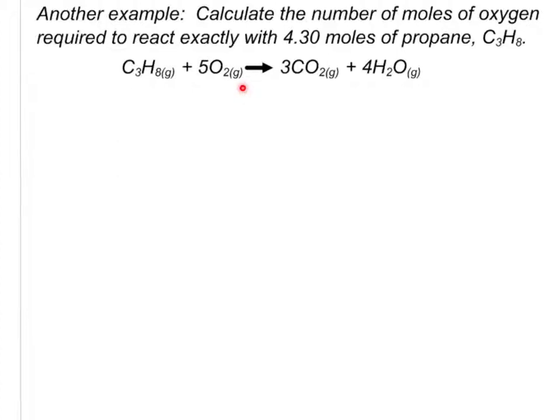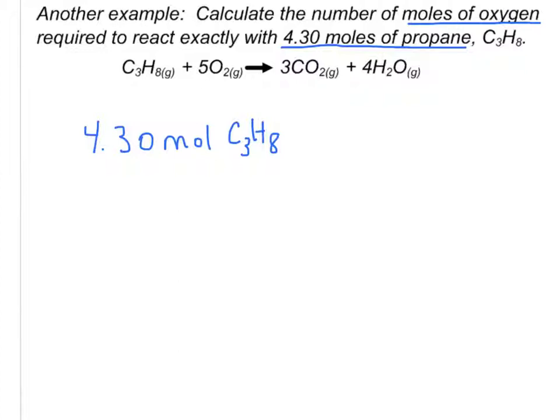So we're going to do this in a very similar way. We're going to start with what we know. 4.30 moles of propane, we know that. And we want to find the moles of oxygen. So if we start with 4.30 moles of propane, we're going to need to multiply by our conversion unit, our equivalence statement, right? Our mole to mole ratio. I'm referring to the same thing by all 3 of those terms.